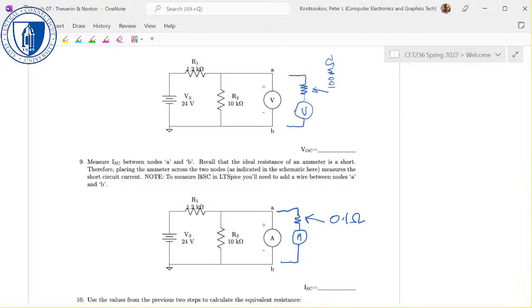right? The reason for the difference is you're measuring voltage and you're measuring current. If you're doing a measurement, you don't want the act of measuring to change what you're measuring, right? So if you put a really big impedance in series with a voltmeter, that's not going to have a whole lot of effect on the circuit. Similarly, if you're measuring current, you don't want to introduce more resistance. So you want the impedance of the ammeter to be really tiny.